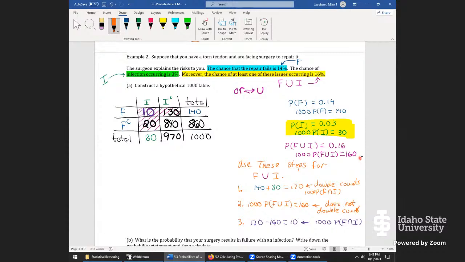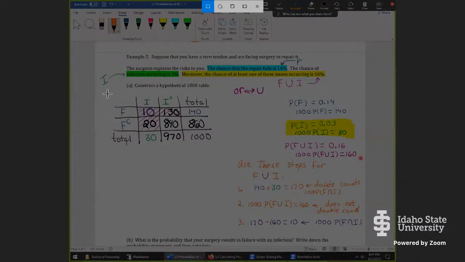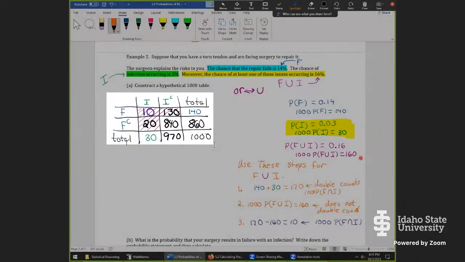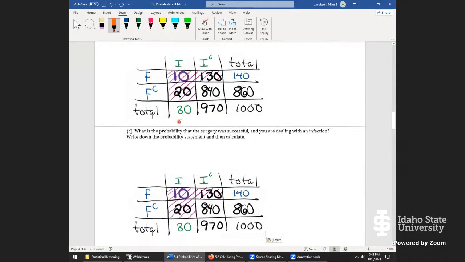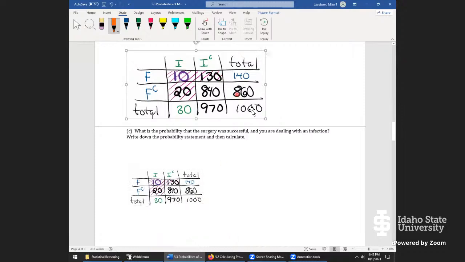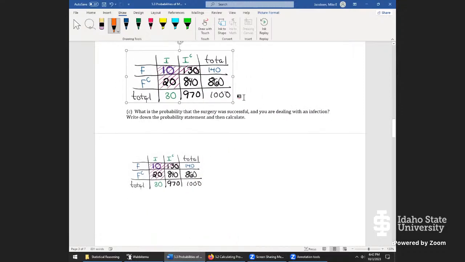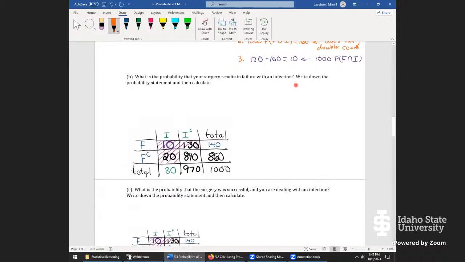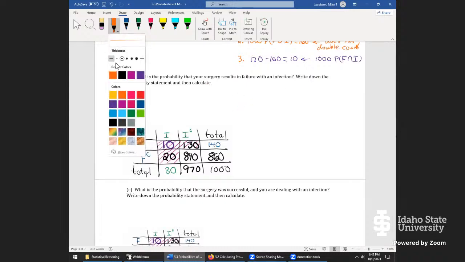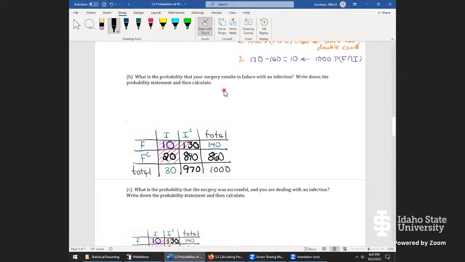Okay, with that table in play, getting through the rest of the problems is not so bad. It's all about this right here. Once we have the data, this question will be quick, and so will this one, once we shrink that down a bit. So here's our follow-up questions to go along with this information here. Part B now asks, what is the probability that your surgery results in failure with an infection? So we're asking for the worst case event that you could ever have if you're going to repair a tendon.